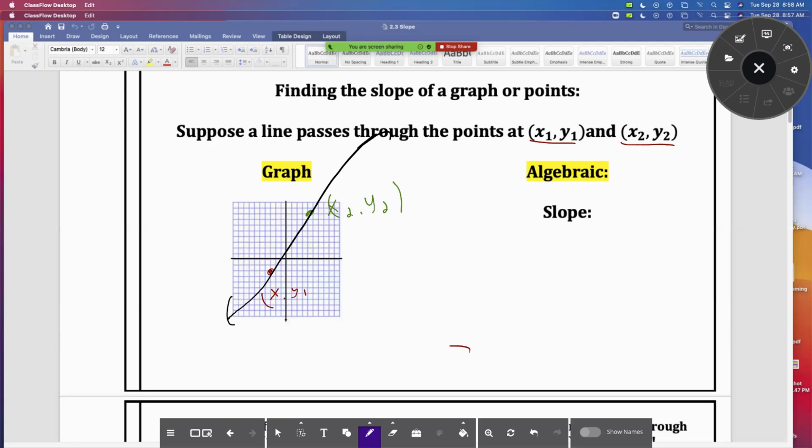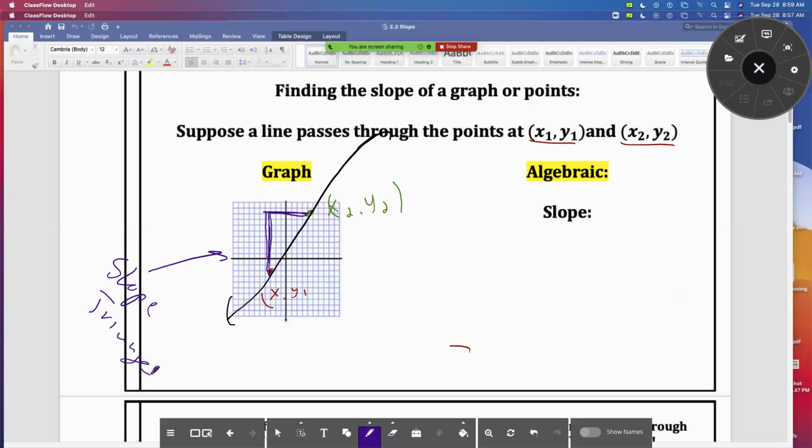So if I'm trying to find the change in y, well, what does y represent? It's going up, down, left, or right? Up and down. So in order to find the slope of a graph, you literally just have to count how much up you go to find the change in y and how much over you go. This is what is called a slope triangle. A slope triangle is literally there just to help you count how much up and over you're going.